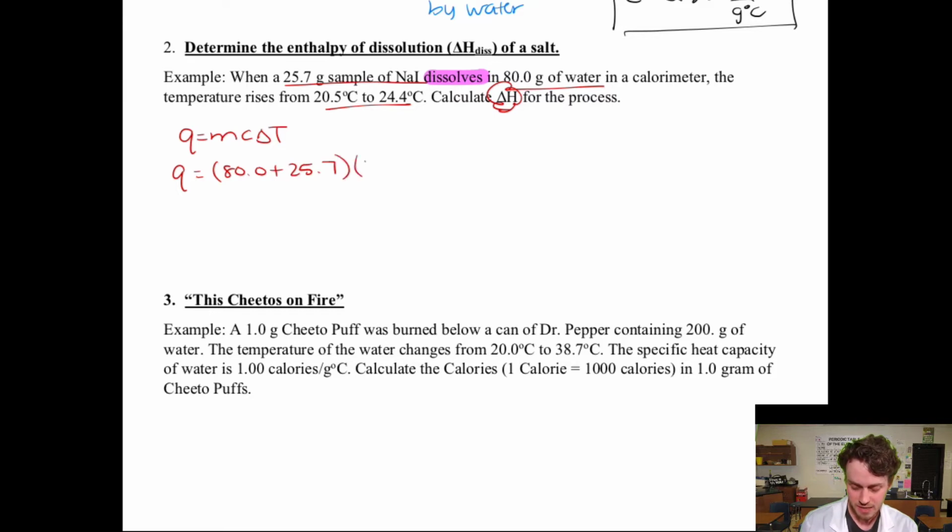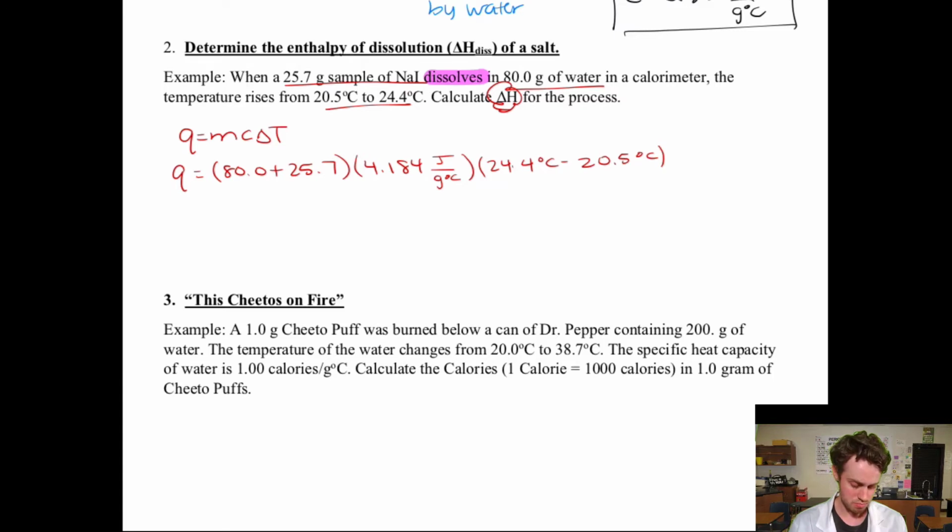My specific heat of water is 4.184. Now, it does have NaI dissolved in it, so it might have actually changed the specific heat capacity of that solution. We're just going to assume it's the same as water. I probably should have put that in the problem, but that's going to be a very typical way to ask that question. And then we had a change in temperature as well, which I'm going to represent.